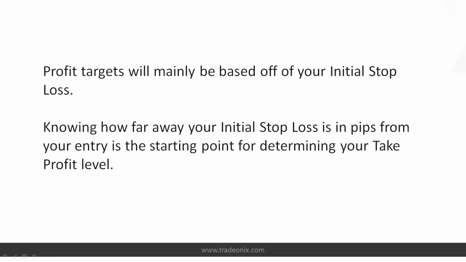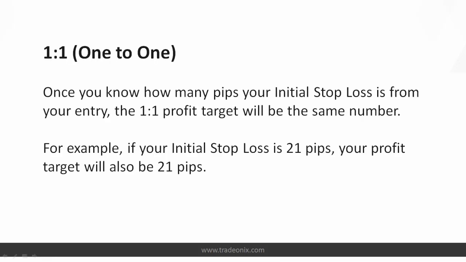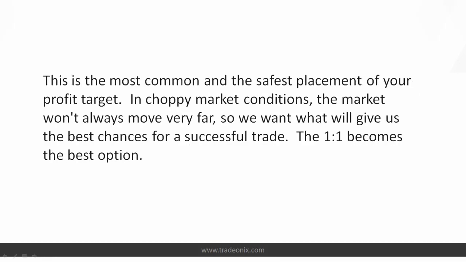Profit target. Profit targets will mainly be based off your initial stop loss. Knowing how far away your initial stop loss is in pips from your entry is the starting point for determining your take profit level. 1-to-1. Once you know how many pips your initial stop loss is from your entry, the 1-to-1 profit target will be that same number. For example, if your initial stop loss is 21 pips, your profit target will also be 21 pips. This is the most common and the safest placement of your profit target.